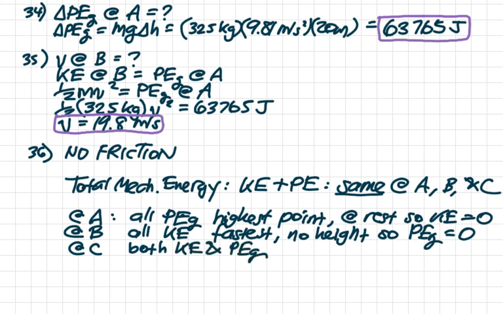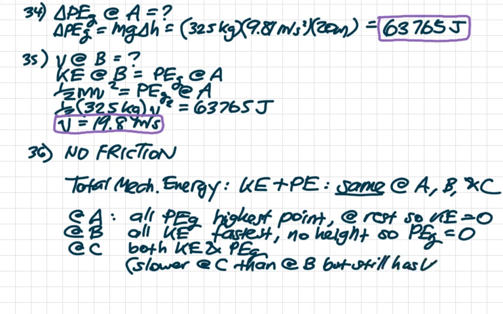Gain a little height, so you gain some potential energy, but I can imagine that it's still moving at C because it hasn't gotten back up to the level of A. So it's maybe slower at C, it's slower at C than at B, but it still has KE. But the sum of the two of them, the potential plus the kinetic, is the same for A, B, and C.